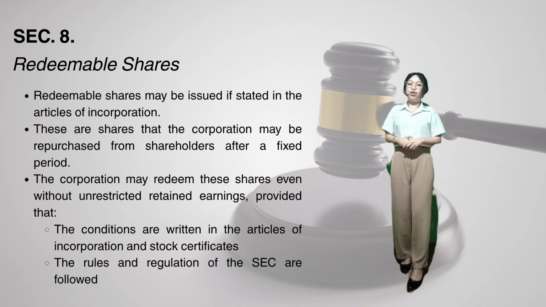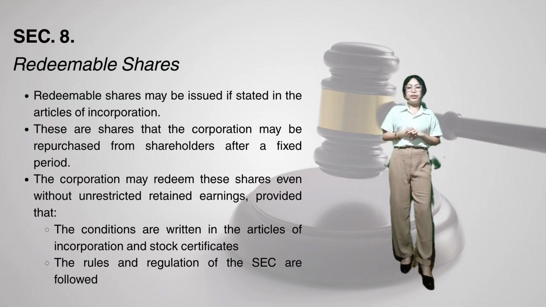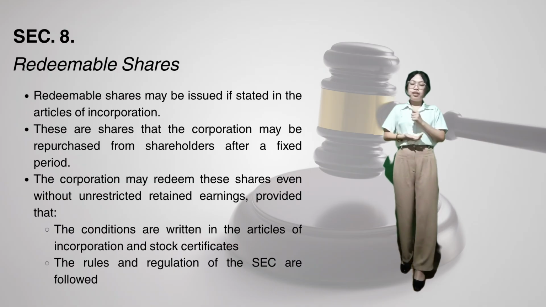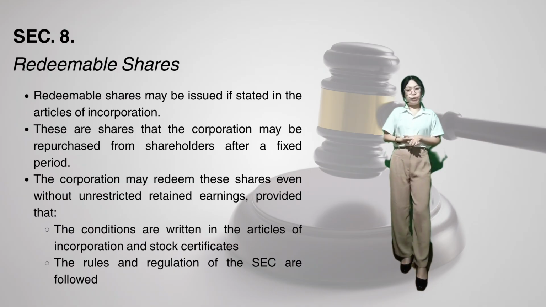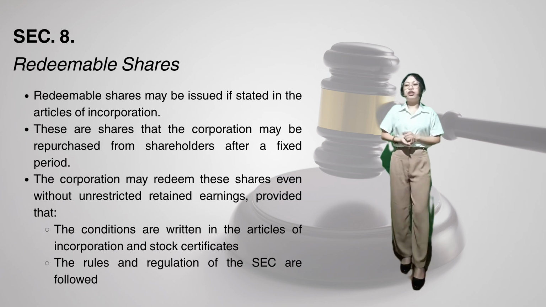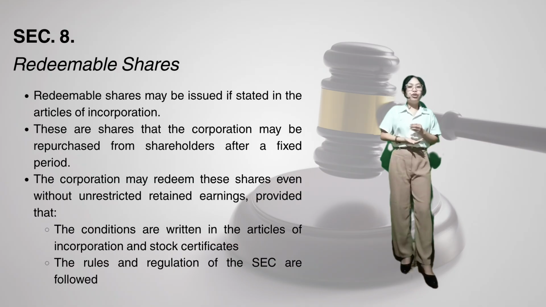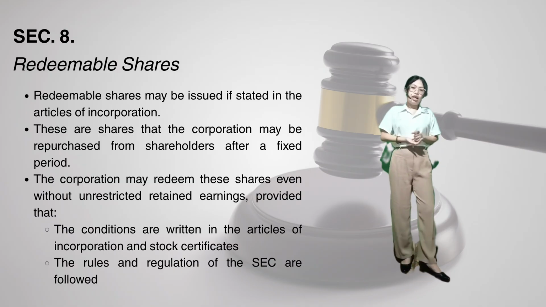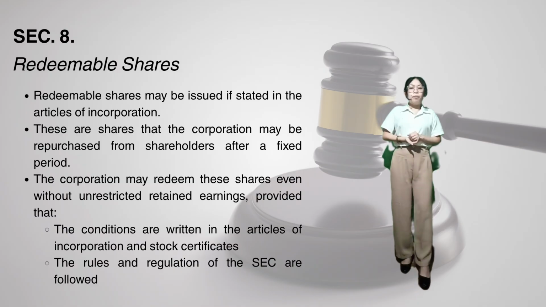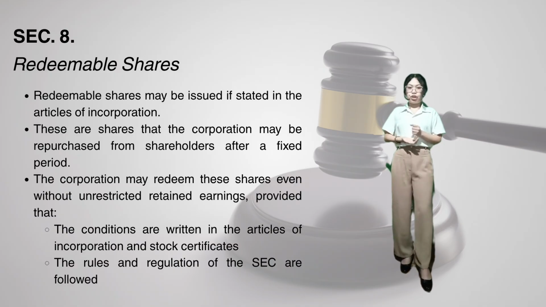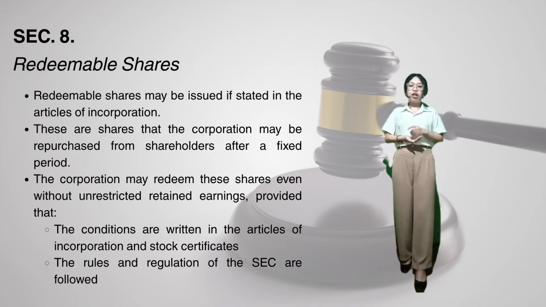Next is Section 8. It talks about redeemable shares. A corporation can issue redeemable shares, but only if this is clearly written in the articles of incorporation. These are special shares that the company can buy back from the shareholder after a certain time or under certain terms. For example, the articles might say the company can redeem the shares after 5 years at a set price. The company is allowed to redeem these shares even if it does not have unrestricted retained earnings, as long as everything follows the terms in the articles and the stock certificate.